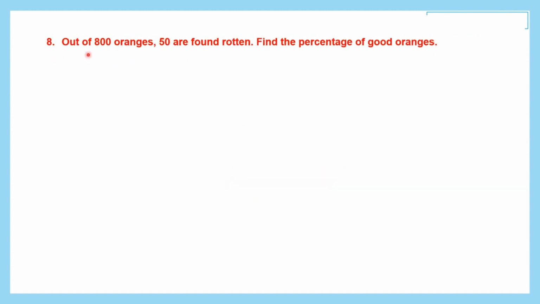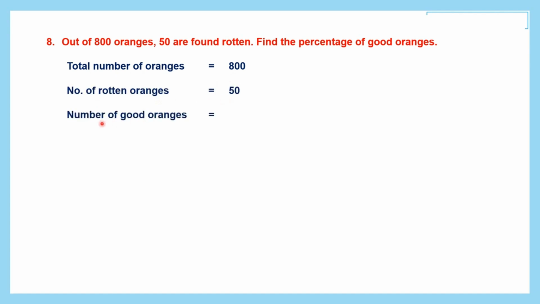Question 8. Out of 800 oranges, 50 are found rotten. Find the percentage of good oranges. So there are some bad oranges. Now we need to find how many good oranges there are first, and then find the percentage of good oranges. So let's write what's given to us. Total number of oranges is given to us as 800. Number of rotten oranges is given to us as 50. So we have to find the number of good oranges.